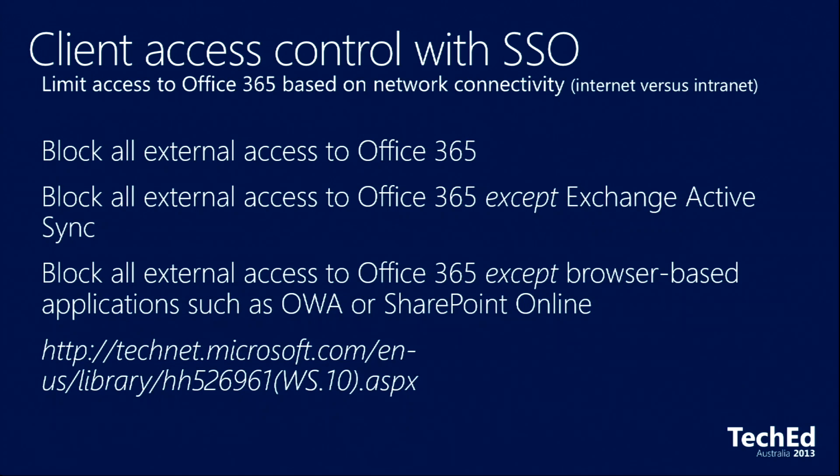Another example might be, we're going to block all external access to Office 365 except for Exchange ActiveSync. So Office 365 access is going to be allowed from all clients on the internal network, as well as from external client devices such as smartphones, as long as they make use of ActiveSync. All other external clients, such as those using Outlook, will be blocked. And the third option I have is block all external access to Office 365, except for browser-based applications such as OWA or SharePoint Online. So what we're going to do there is block external access, anyone who's outside of our corporate network, unless they're signing in through a passive browser-based application such as Outlook Web Access or SharePoint Online.